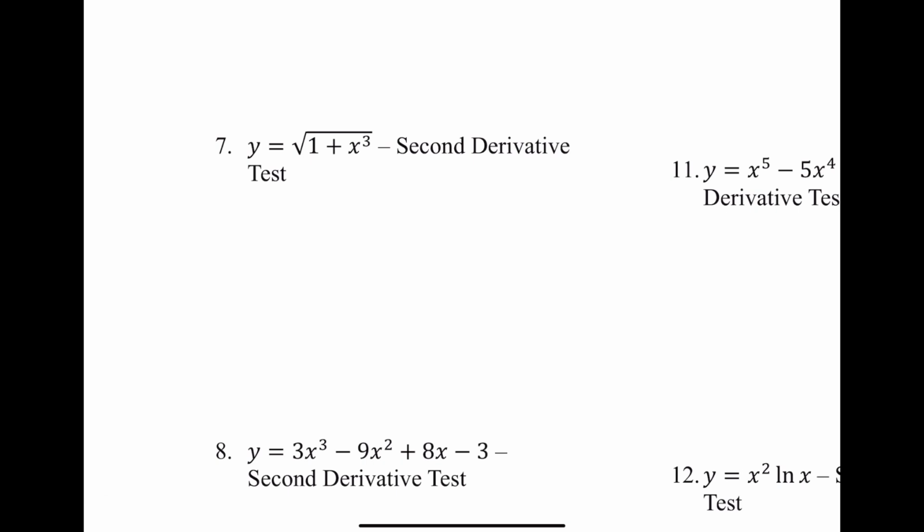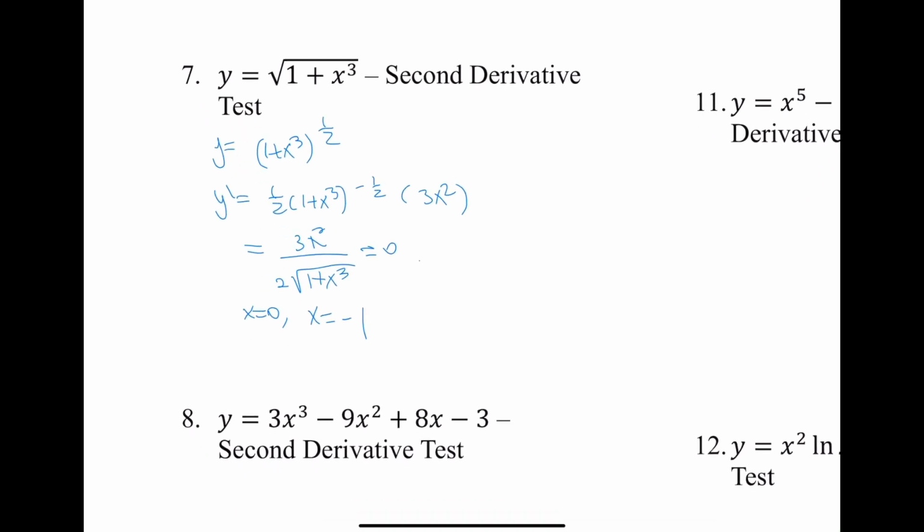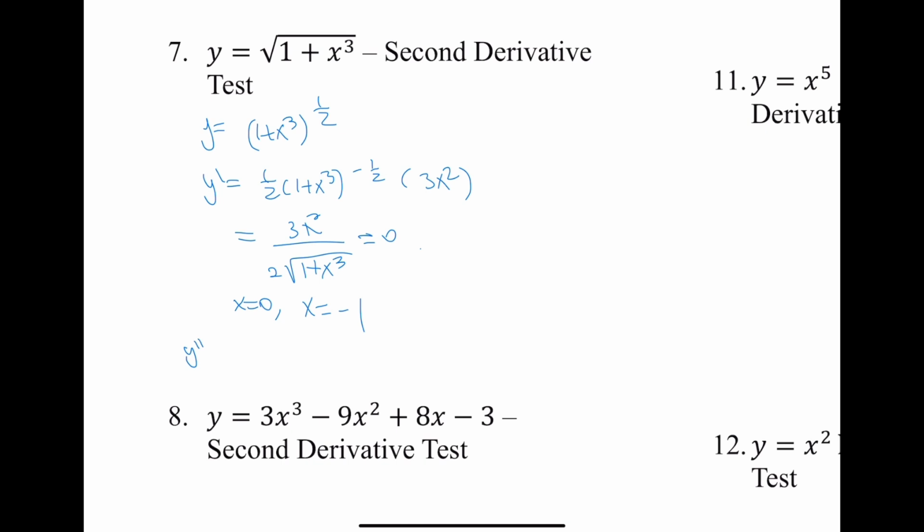Next, y equals the square root of 1 plus x to the third, using the second derivative test. So y equals (1 plus x to the third) to the power of 1/2. Y prime equals 1/2 times (1 plus x to the third) to the negative 1/2 times 3x squared, so 3x squared over 2 root (1 plus x to the third). This is equal to 0 or undefined when x is equal to 0, and when x is equal to negative 1. So these will be our candidates.